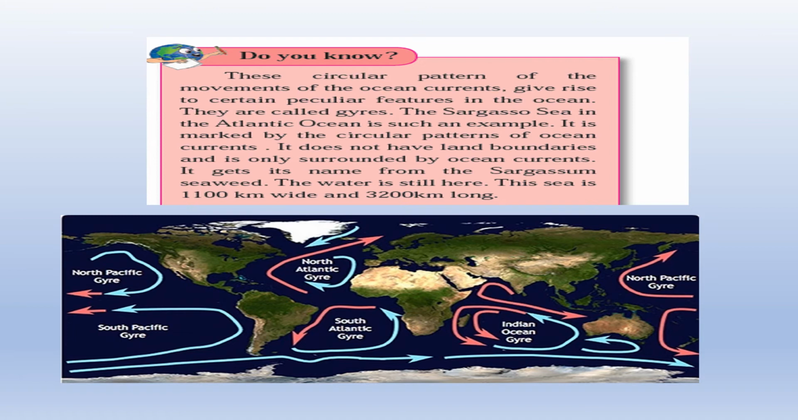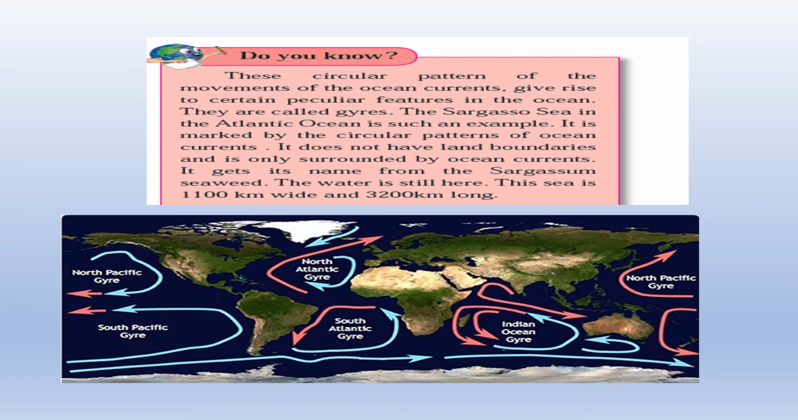Gyres, or you can say Gyrus, there are different ways to pronounce it, are found in the Pacific Ocean, in the North Pacific and South Pacific, because the region is marked by a circular pattern of ocean currents. It does not have land boundaries and is only surrounded by the ocean currents.